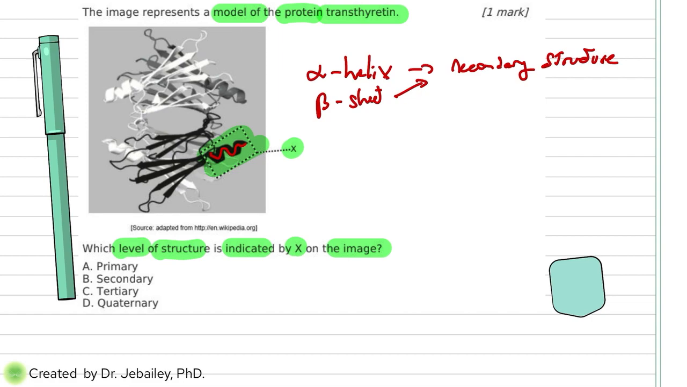But for those who don't remember these things, some of them might think, oh, this is going to be tertiary. It's not tertiary because for tertiary, the dotted line should include both. That means it would have to include also the beta here. When you see that, then that would have been a tertiary. Quaternary would have to include two strands, which you can see, the white and the gray. You would have to have 2. And primary would have probably been just a line of amino acids. So the right answer here is B.